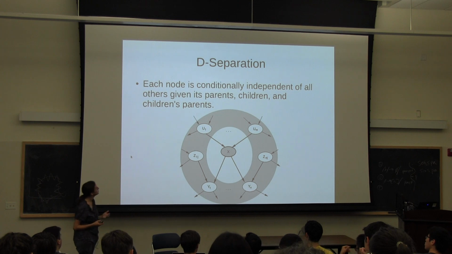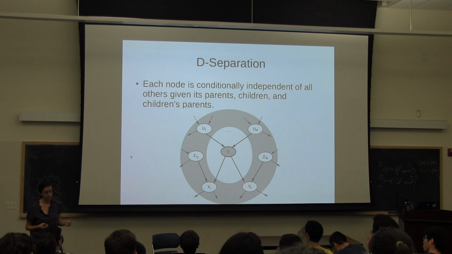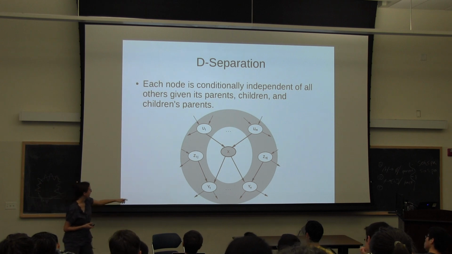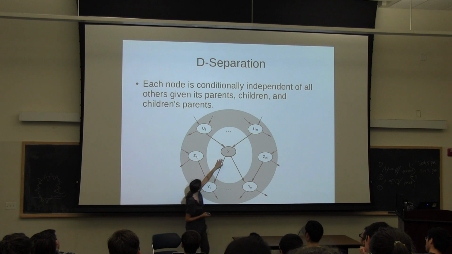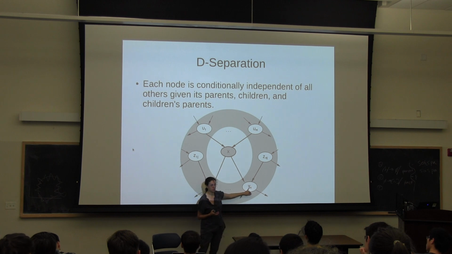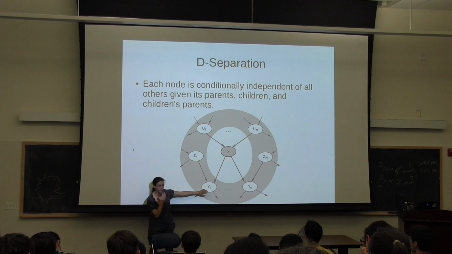D-separation is the full definition. Each node is conditionally independent of all others, given its parents, its children, and its children's parents. Okay? So this is a picture of that. This is X, and I think it's kind of intuitive that if I want to make X conditionally independent, I've got to know the values of its children. If X is going to affect whether Y is on or off, and I want to separate it out, I need to know the value of Y.